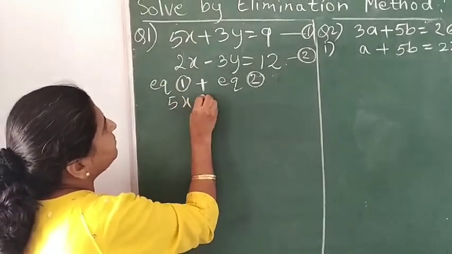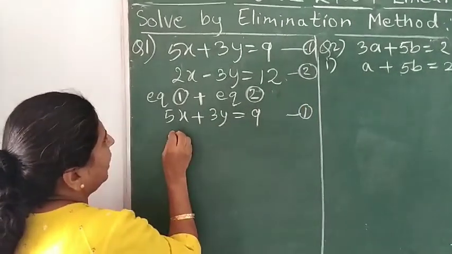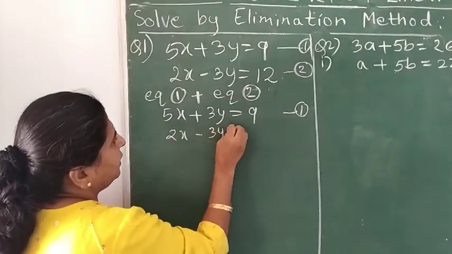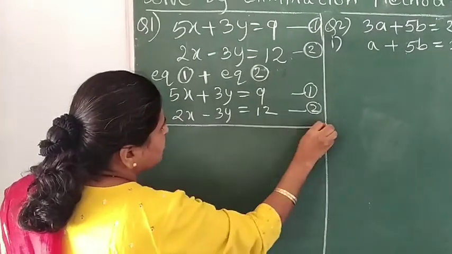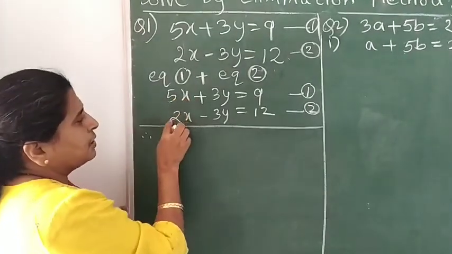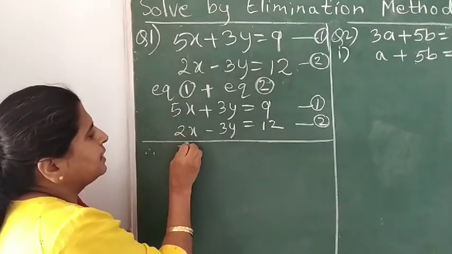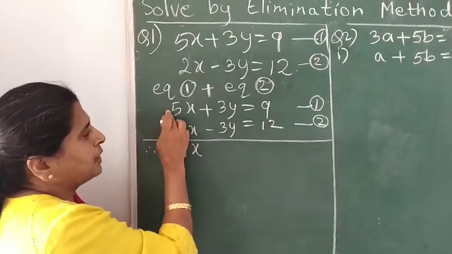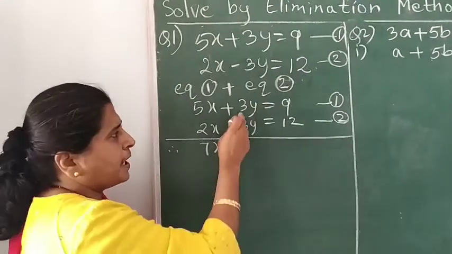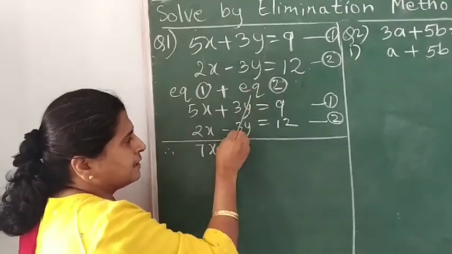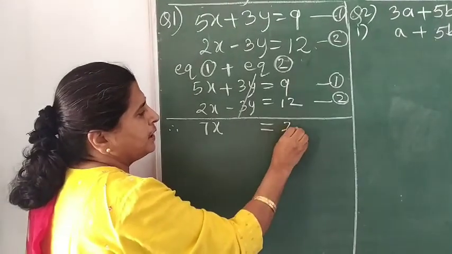It is 5x plus 3y is equal to 9. This is equation number 1. And this 2x minus 3y is equal to 12. This is equation number 2. Now as we have to add these two equations, we will add these like terms which are written one below the other. 5x plus 2x will give us 7x. Signs are same, both are plus, so we add. Now when we are adding, as the signs are different, we have to subtract. Plus 3y minus 3y will get cancelled. Okay, and then is equal to 9 plus 12. 12 plus 9 is going to be 21.